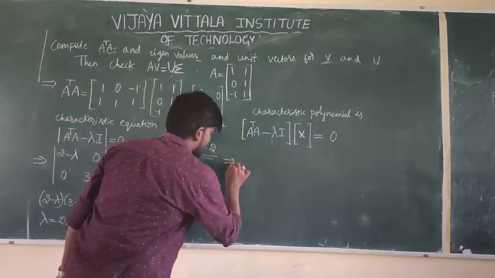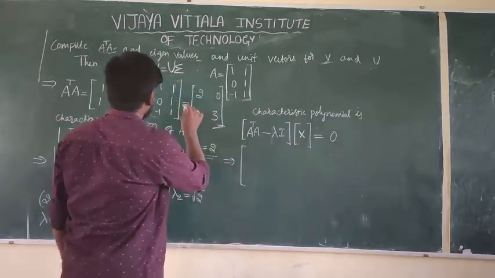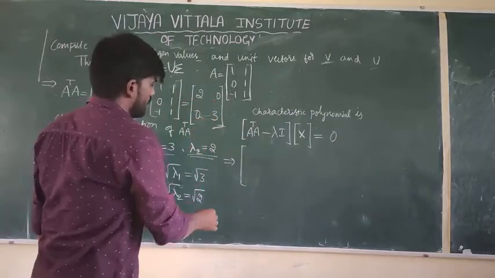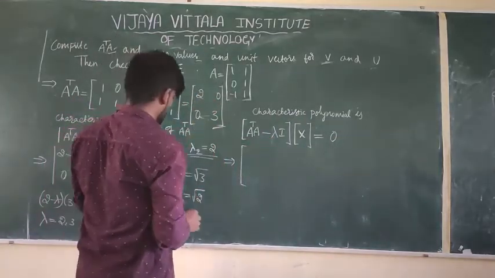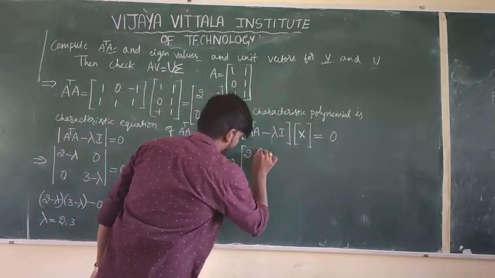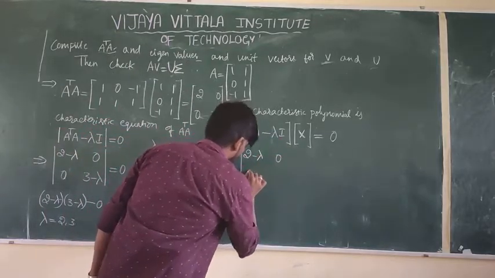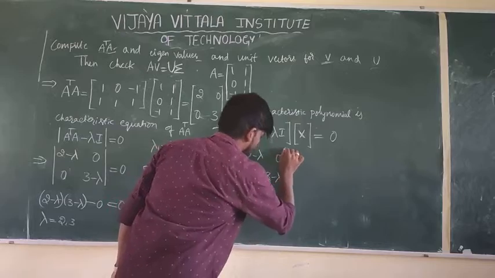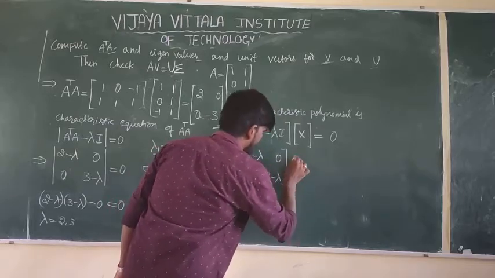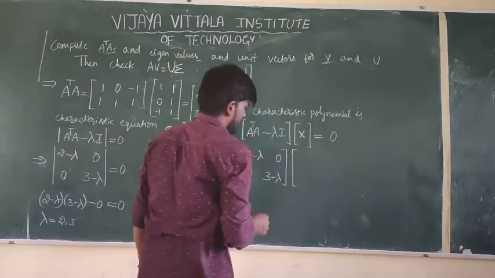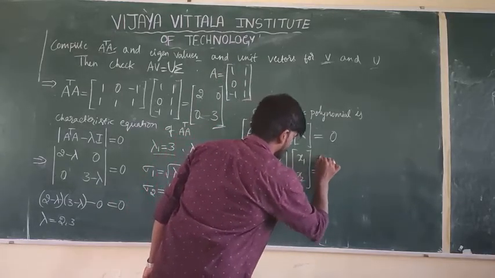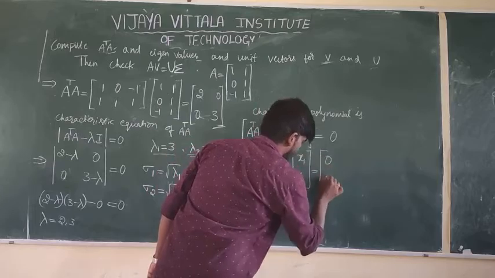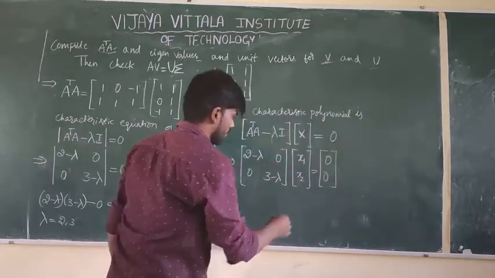Which implies A transpose A is this 2 0 0 3, and minus lambda into I. Here, 2 minus lambda, 0, 0, 3 minus lambda, into X, which is nothing but x1 x2, equals the column vector 0, 0. This is equation 1.